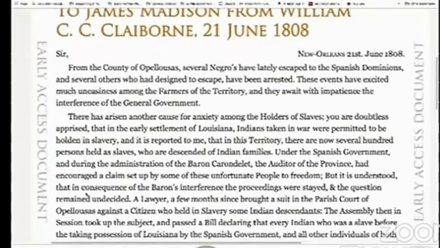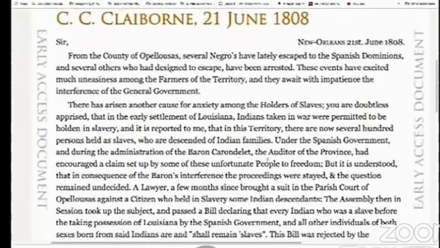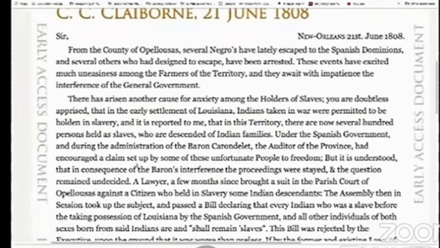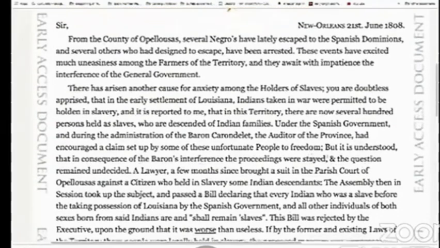Under the Spanish government and during the administration of Baron Carondelet, the auditor of the province had encouraged a claim set up by some of these unfortunate people to freedom. But it is understood that in consequence of the Baron's interference, the proceedings were stayed, and the question remained undecided. A lawyer a few months since brought a suit in the parish court of Opelousas against a citizen who held in slavery some Indian descendants. The assembly then in session took up the subject and passed a bill declaring that every Indian who was a slave before the taking possession of Louisiana by the Spanish government, and all other individuals of both sexes born from said Indians are and shall remain slaves.